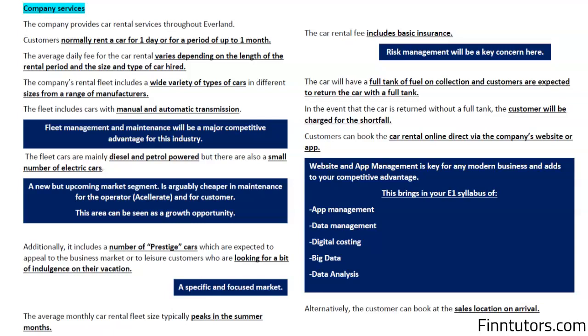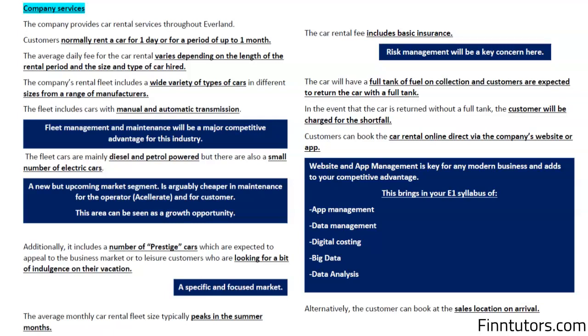Customers can book the car rental online direct via the company's website or an app, which clearly tells you that you have a well maintained website and an app. So, website and app management is key for any modern business and adds to your competitive advantage. The easier your app is, the easier your website is, the more people are indulged, the more easily they can book. So, this brings in your E1 syllabus of app management, digital costing, big data, data analytics. All of these become a possibility because of us having our own website, having our own app.